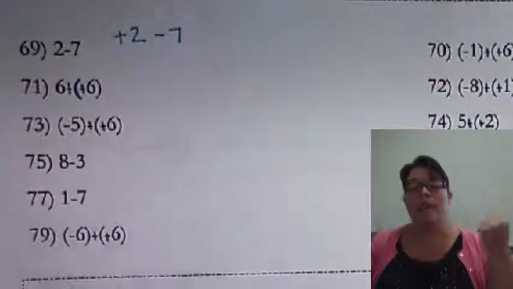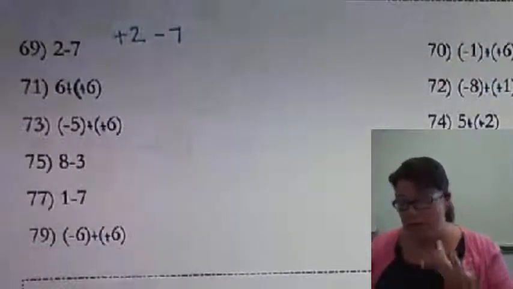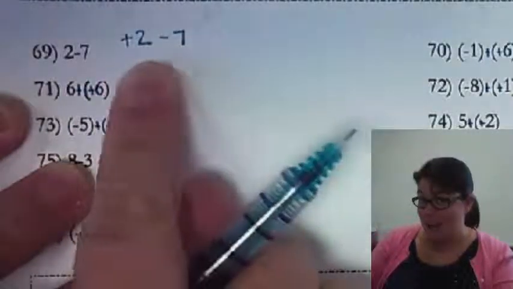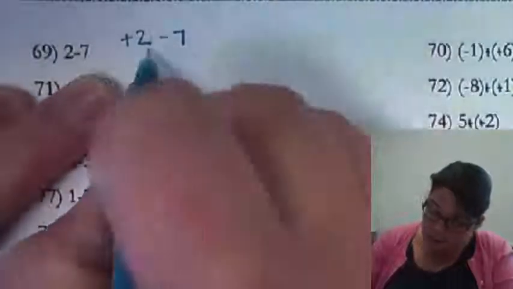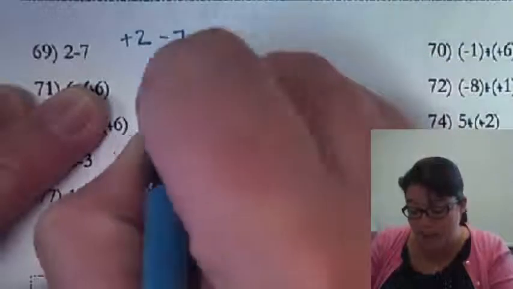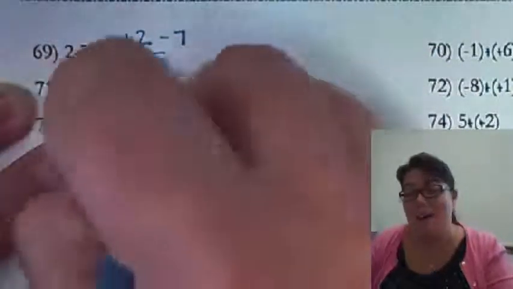So we're going to take a positive 2 and a negative 7. We're going to put them together. How do we do that? Well, same signs, add and keep. These have different signs. So different signs subtract. So 7 minus 2 is going to be 5. Keep the sign of the bigger one. The bigger one is 7, so I'm going to keep that sign, and I'm done. 2 minus 7 is negative 5.